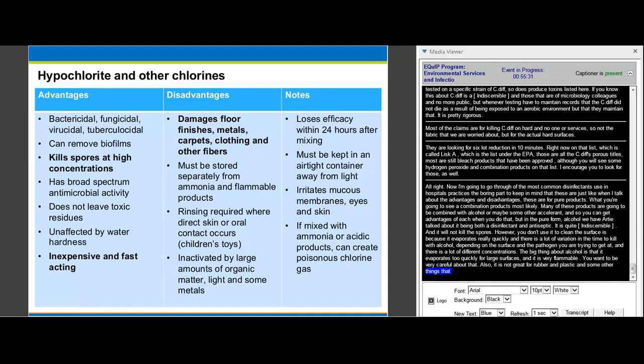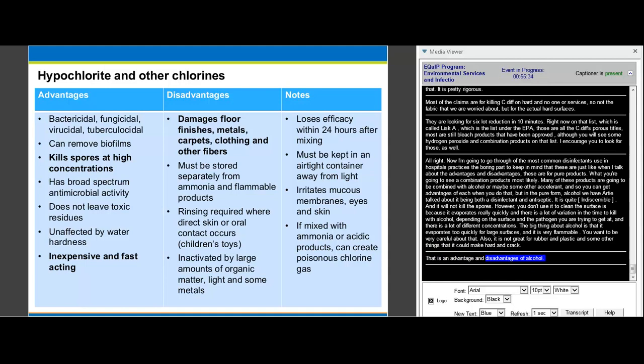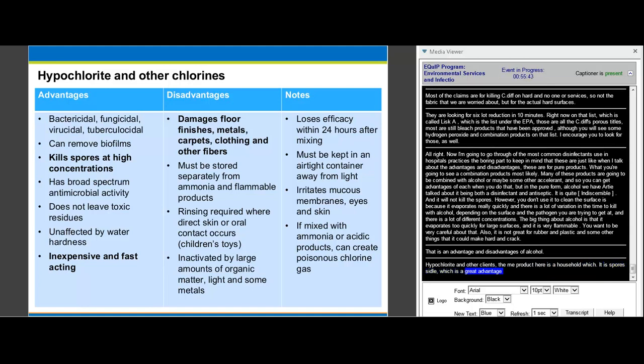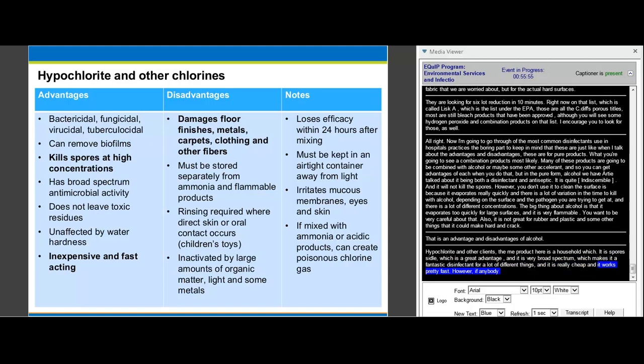Hypochlorites and other chlorines, the main product here is the household bleach. It is sporicidal, which is a great advantage, and it is very broad spectrum, which makes it a fantastic disinfectant for a lot of different things. And it's really cheap, and it works pretty fast. However, if anybody has spilled bleach on their clothing or the carpet, you know that it's going to damage those soft textiles.